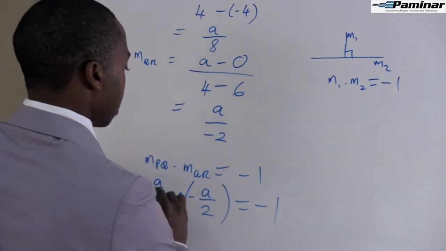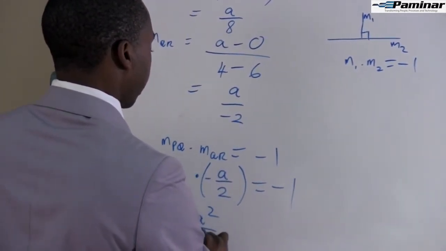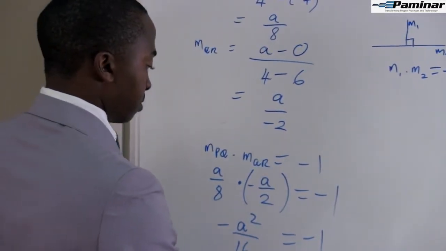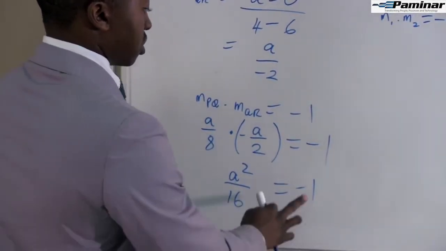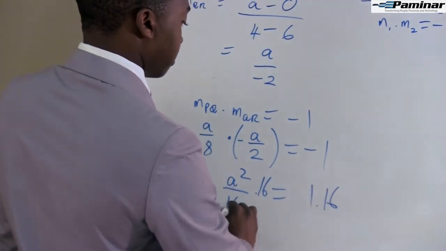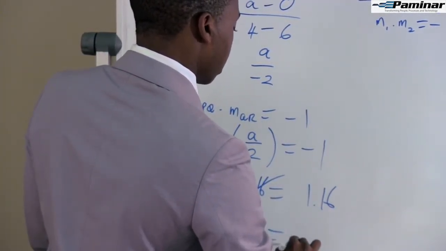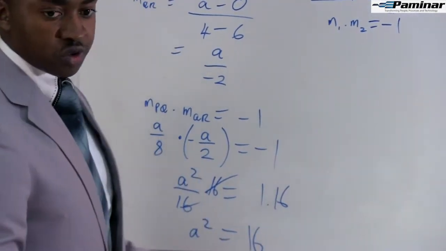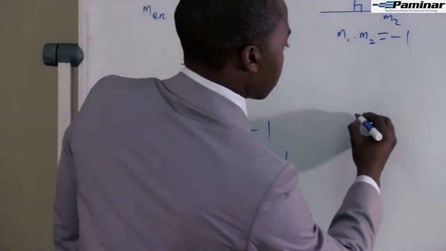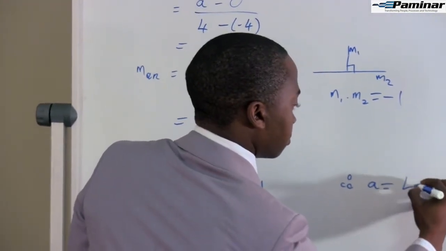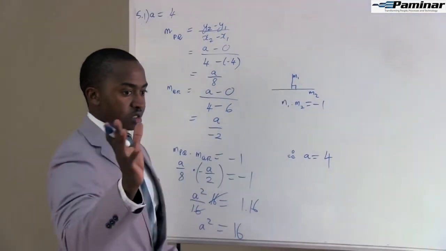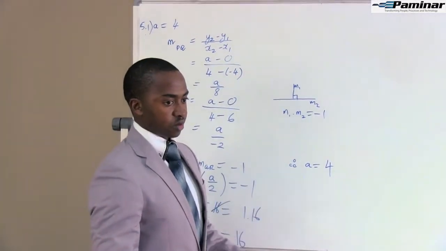We multiply this out. This will become negative A squared over 16 is equal to -1. Then they're both negative, so you can convert them to become positive. In other words, you'll be left with A squared over 16 is equal to 1. Then you multiply out by 16, and eventually you have A squared is equal to 16. Then to solve for A, you take the square root of 16, which is 4. So let's write it here. Therefore, A should equal 4. It could be plus or minus 4, but as you can see, A is in a positive quadrant, so we just go with 4.